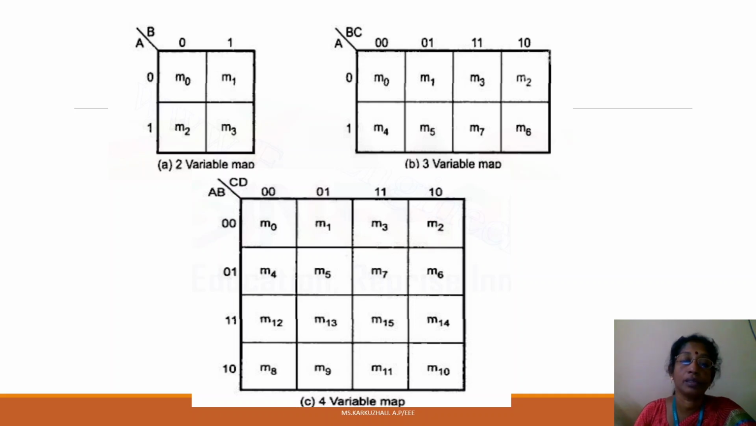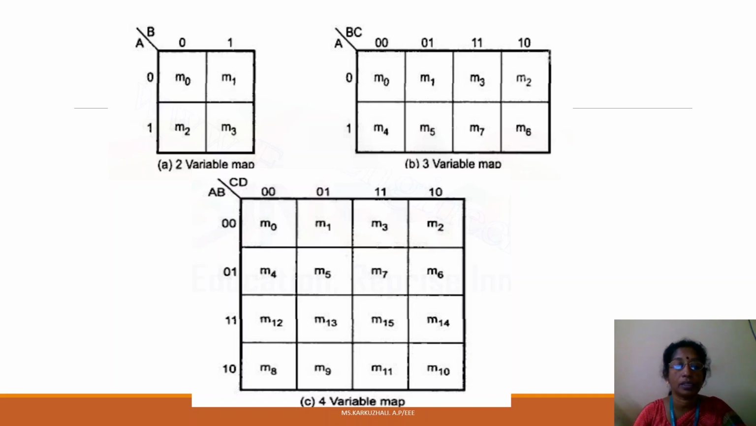And this is the representation of the 2 variable map, in which only A and B are the 2 variables. You know that 0 and 1 is the binary pattern for A and B. So you will be having the minterms as M0, M1, M2, M3. And the 3 variable map, you will be having A, B, C. So totally 8 squares.